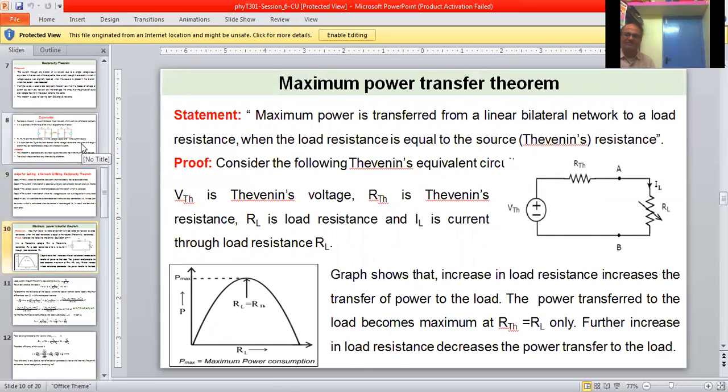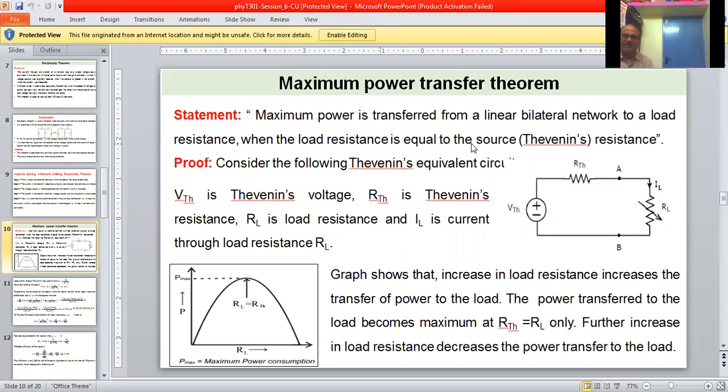Next, we will move to the maximum power transfer theorem, another important theorem in network theorems. The maximum power transfer theorem tells that maximum power is transferred from a linear bilateral network to a load resistance when the load resistance is equal to the source resistance.